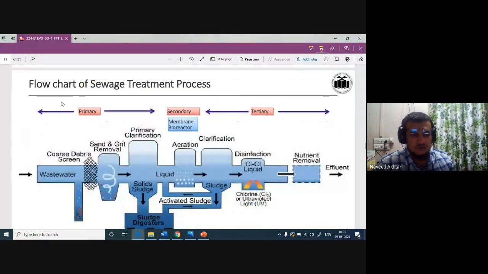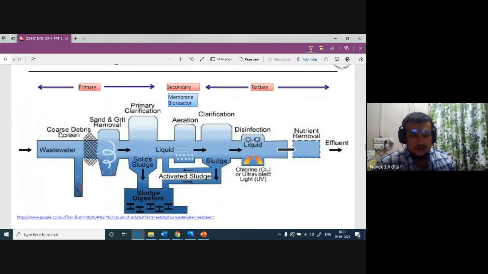So you can see this flow chart of the sewage treatment process, and we have divided it into different portions, that is primary, secondary, and tertiary treatment. So the inlet of wastewater will be from here.